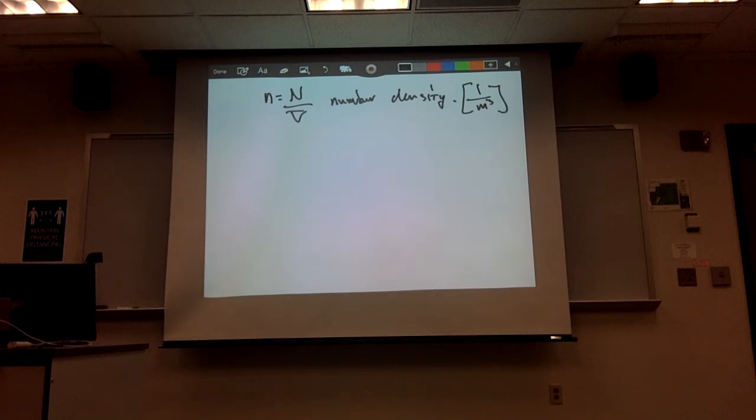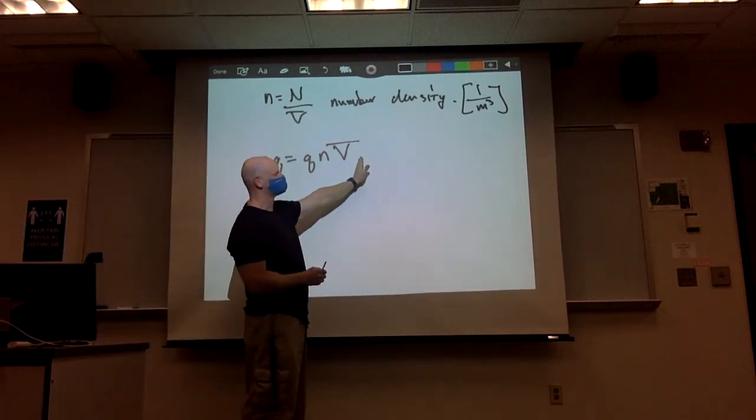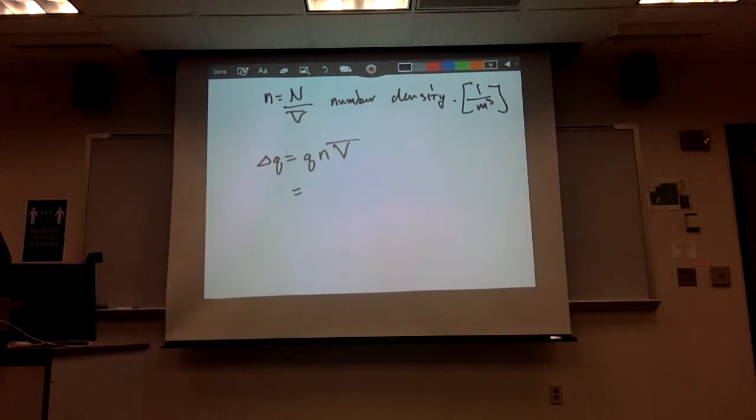So another way I can write the total amount of charge is the charge of the charge carrier, times the number density, times the volume which is swept out. Now, from our previous slide, we said the volume is simply equal to the cross-sectional area times the drift velocity times the change in time. So this finally becomes the charge of the charge carrier times the number density times the cross-sectional area times the drift velocity times the change in time.